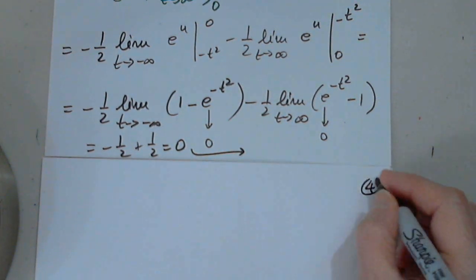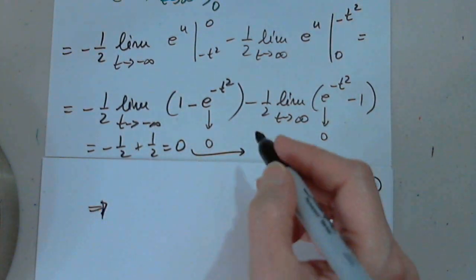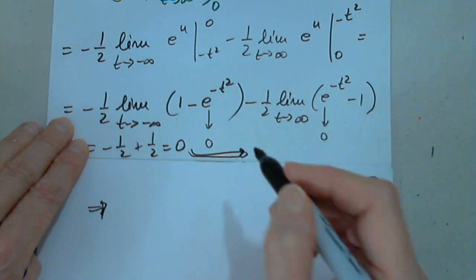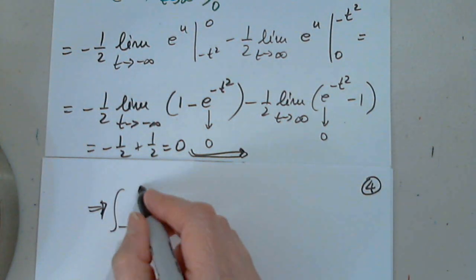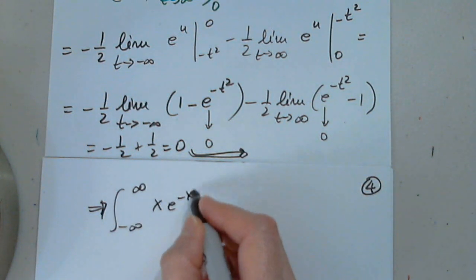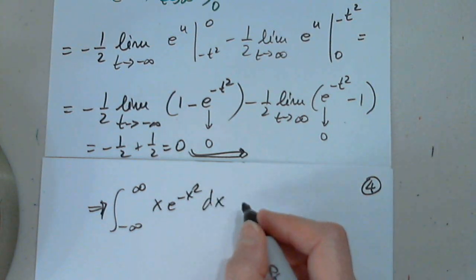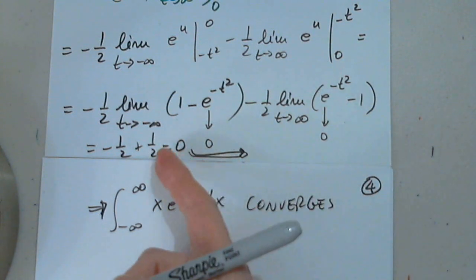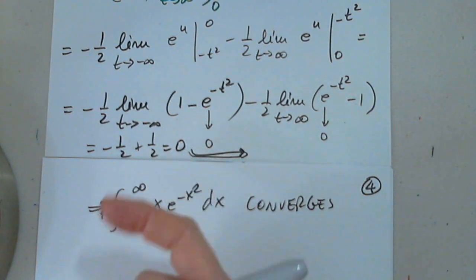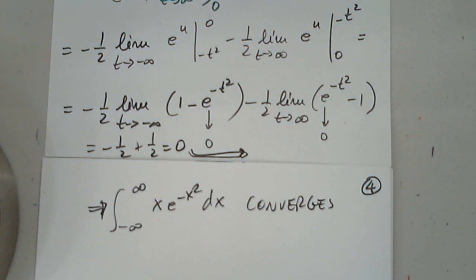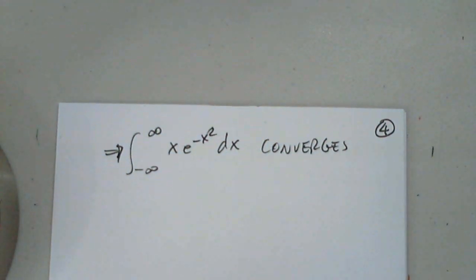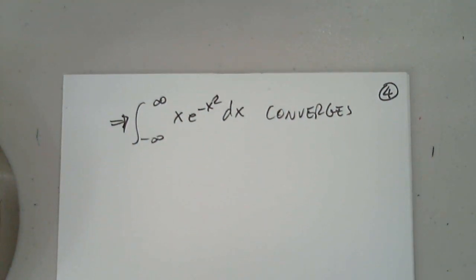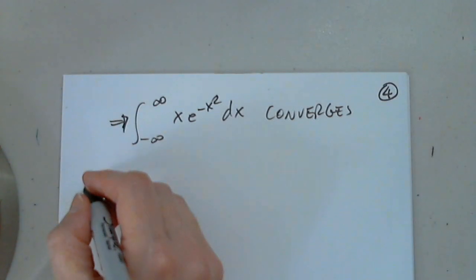That's page 4. So the conclusion here is that the integral from negative infinity to infinity of x e to negative x squared dx converges because the limit exists. Okay, moving on to other examples. Let's say 37.